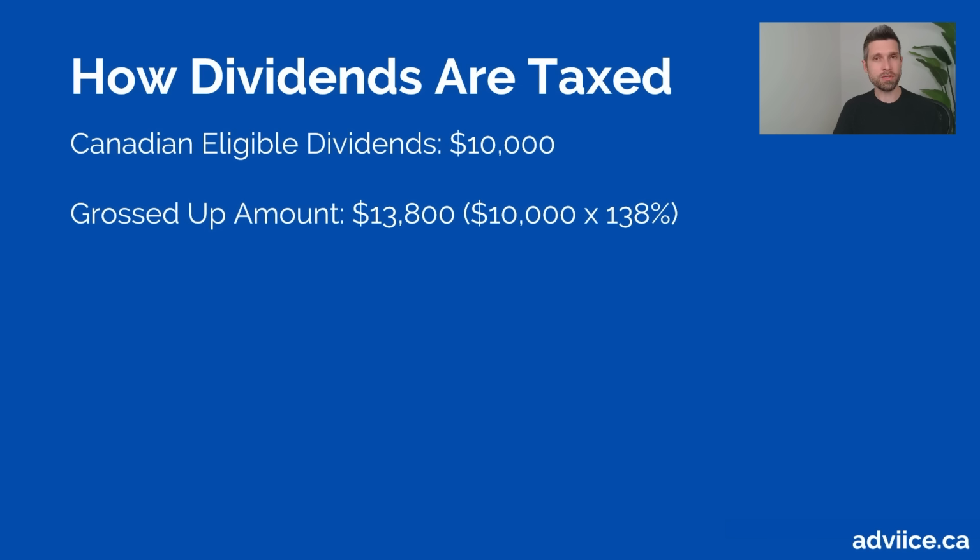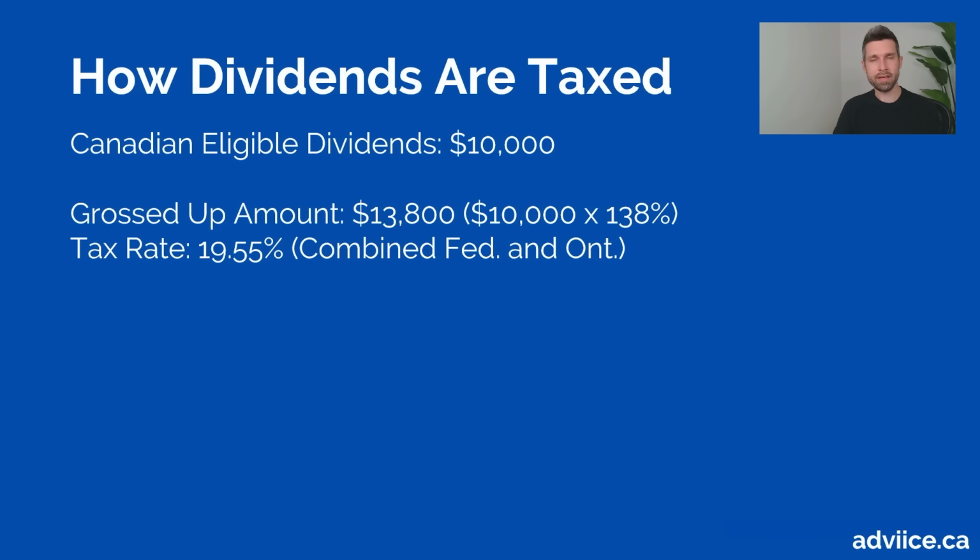The grossed up amount is trying to reflect the pre-tax amount that the corporation earned. So it's taking the $10,000 Canadian eligible dividend and grossing it up by 38%. So we end up with $13,800 as the grossed up amount. This is actually the amount that will hit your tax return, your taxable income line. This is important because it does sometimes trigger OAS clawbacks or GIS clawbacks that you maybe weren't intending. So that gross up amount is super important to understand.